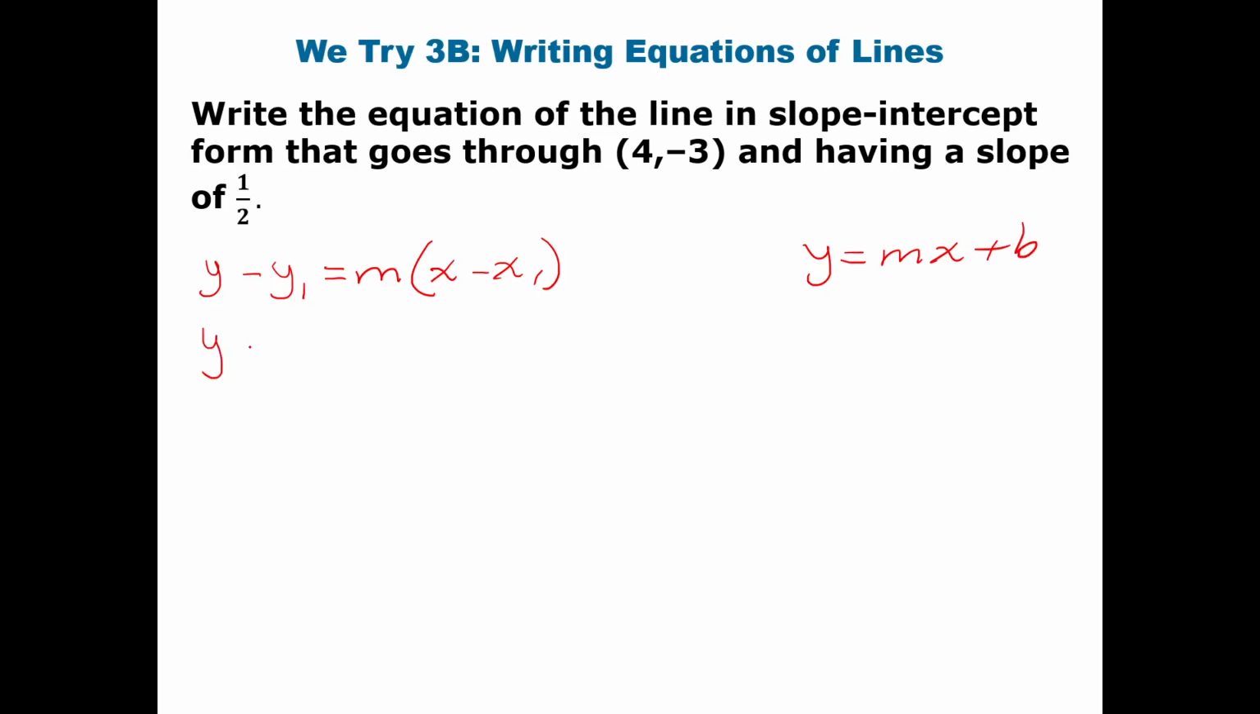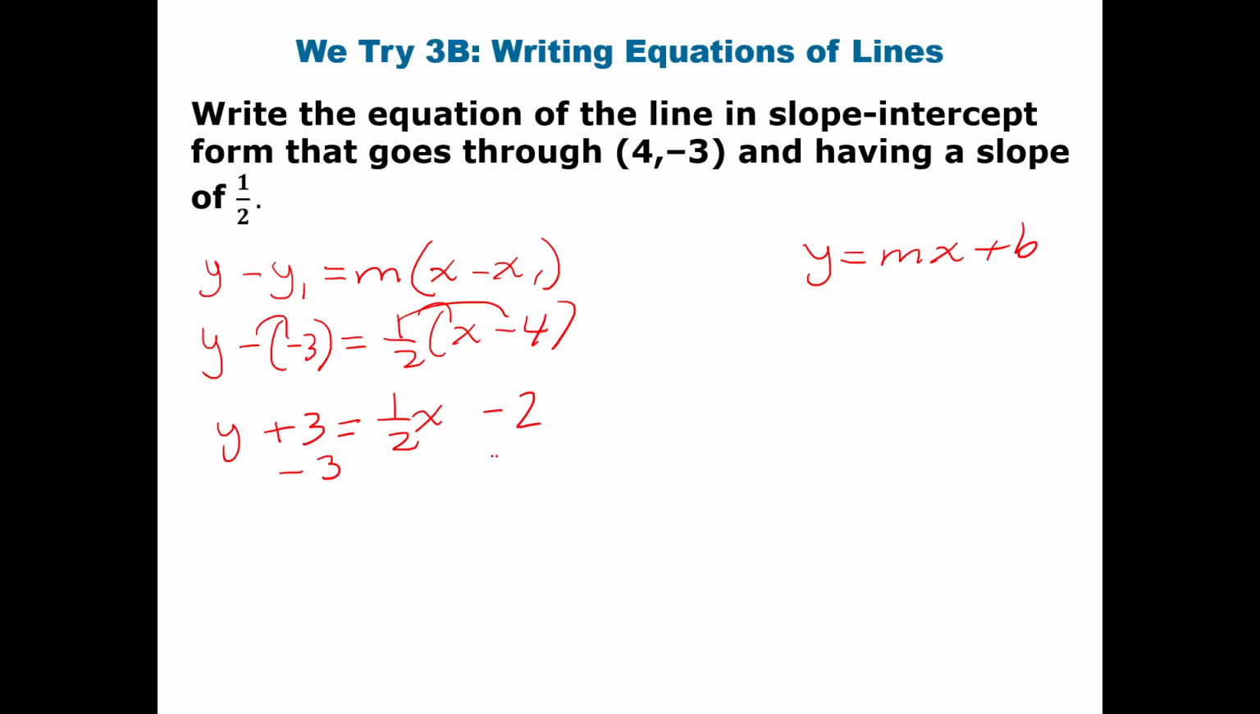So y minus negative 3 is equal to 1/2 times x minus 4. 1/2 times x is 1/2 x. 1/2 times negative 4 is negative 2. And I'll distribute that negative in, and it'll give me y plus 3. Subtract 3 from both sides to get y all by itself. And I'll get y is equal to 1/2 x minus 5.